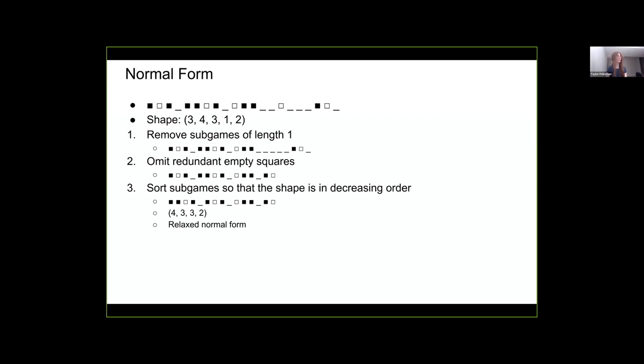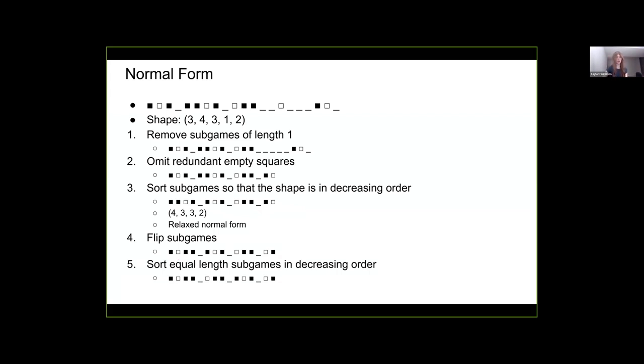There are still 2 more steps to reach the full normal form, and they treat these subgames like binary numbers, where the black stones are the digit 0 and the white stones are the digit 1. So we flip some of the subgames if it would make them greater. So this last subgame gets flipped to 1, 0. And additionally, this first subgame gets flipped. And then lastly, we sort the equal length subgames, again using this binary representation. So these middle 2 subgames have traded places.